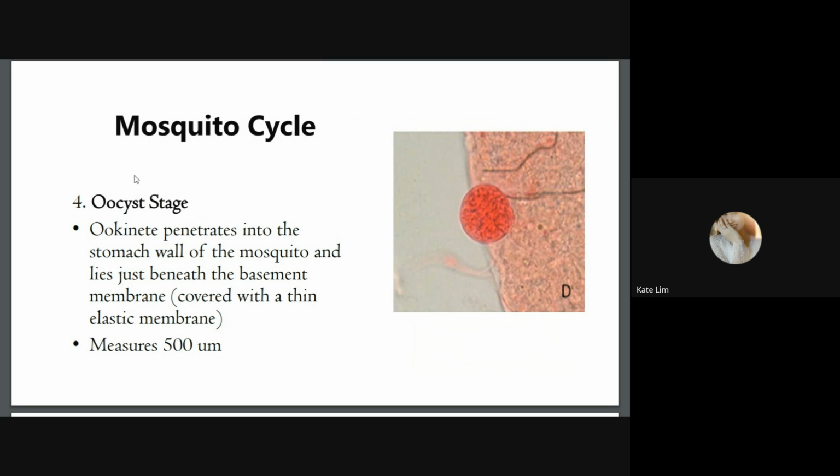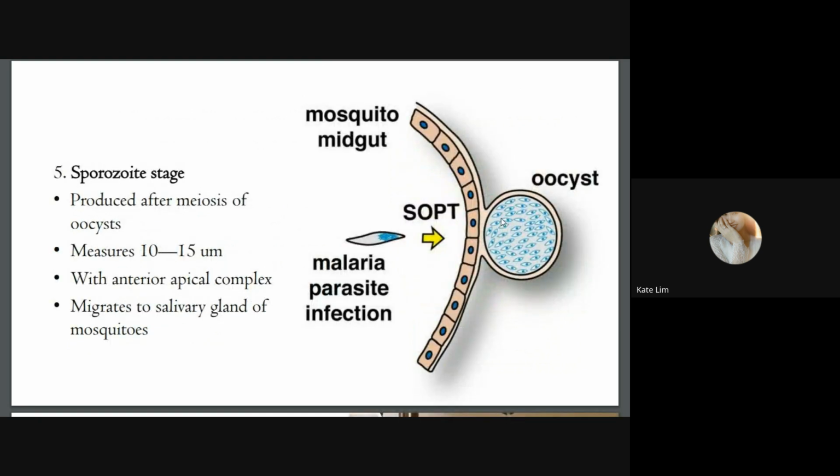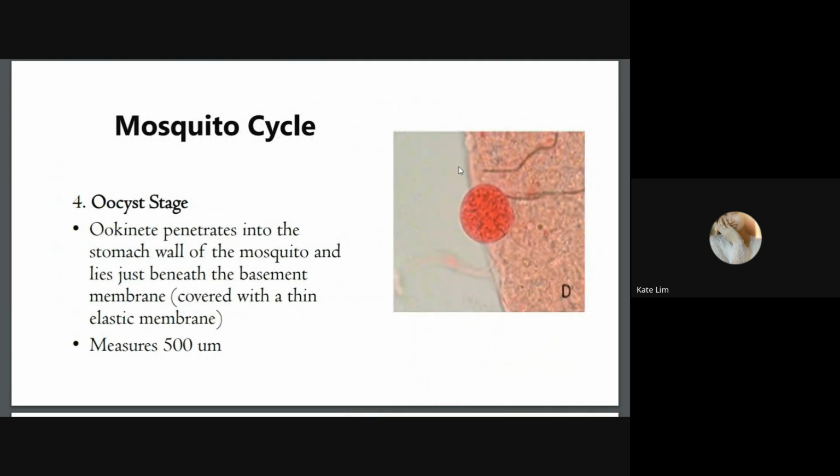Please take note that inside the oocyst, the parasite undergoes further development. Sporozoites are eventually developed inside the oocyst. So the oocyst now would undergo the process of sporogony or meiosis. After sporogony occurs inside the oocyst, the parasite produces a lot of sporozoites inside.